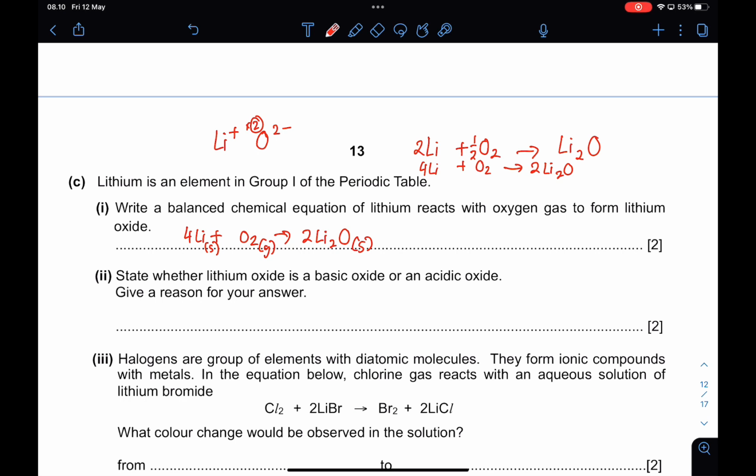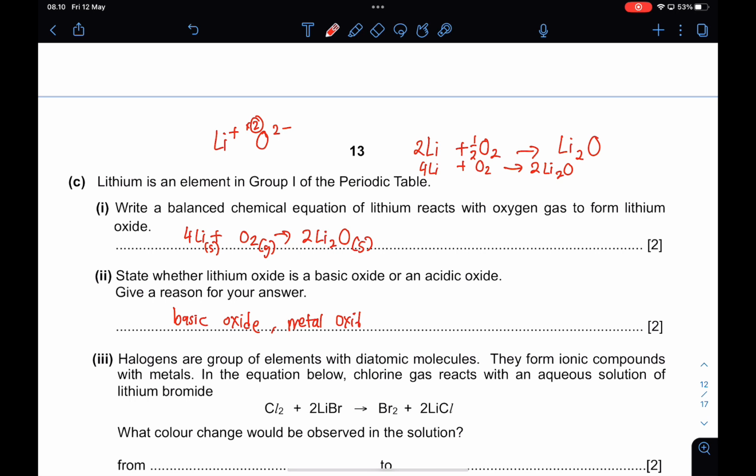Now, state whether lithium oxide is a basic oxide or acidic oxide. Next week is the exam related to this. Is it basic oxide or acidic oxide? How to identify? Metal oxides are basic oxides. Non-metal oxides are acidic oxides. In this case, this is a metal oxide. Therefore, it is going to be a basic oxide.